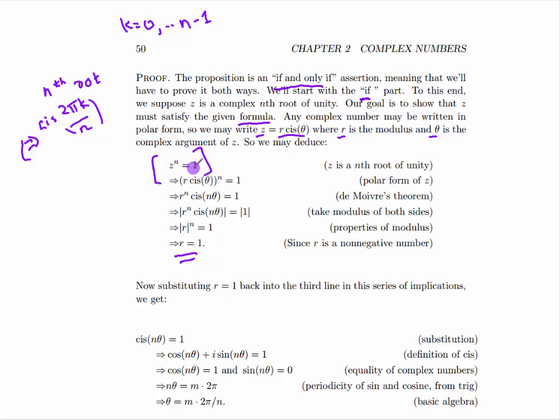And we can substitute that back into De Moivre's theorem here. So this r to the n becomes 1, and I get cis n theta equals 1. So that's where I started right here. I get cis n theta equals 1.